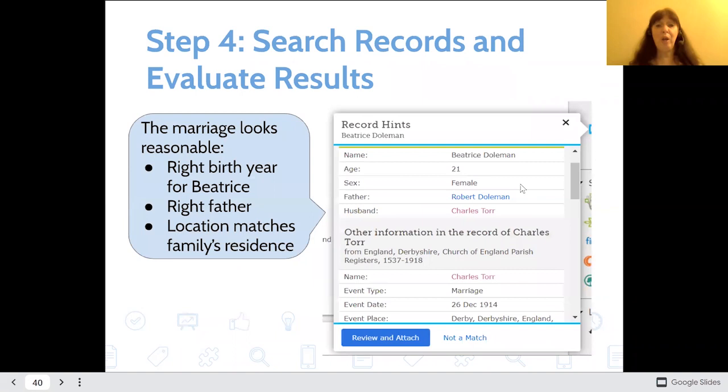So we look at it, and Beatrice's age is given as 21, and the marriage year is 1914. So if you subtract that, it comes out to about 1893. So the age is looking good, the right birth year. It's got the right father, Robert Dolman, and the location in Derby, Derbyshire, matches the family's residence. So it's still looking really good. I don't see any red flags that would make me say, I don't think this is right.